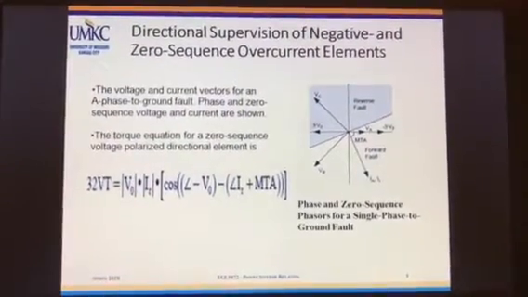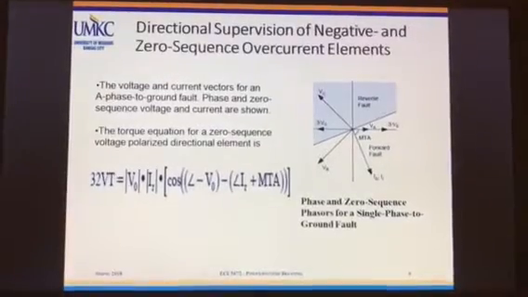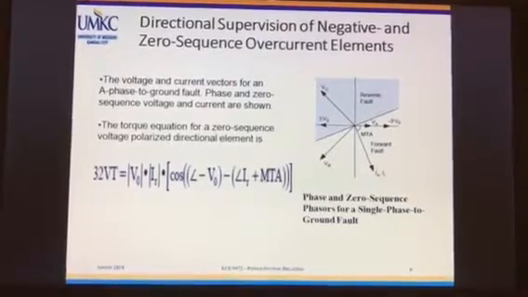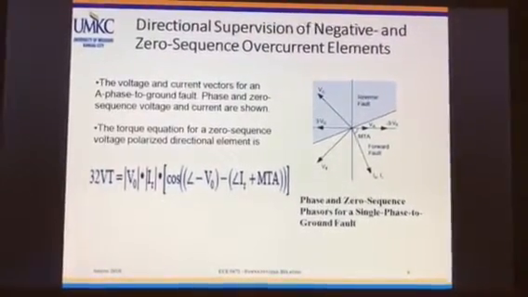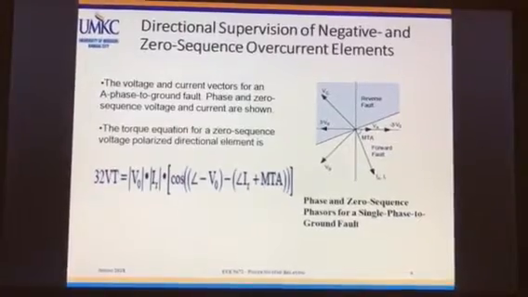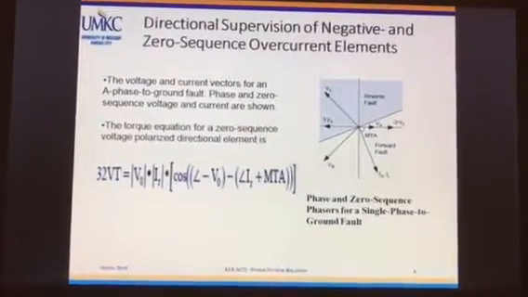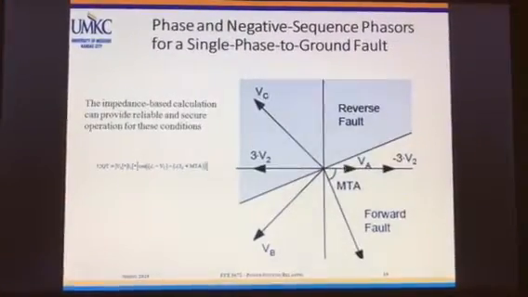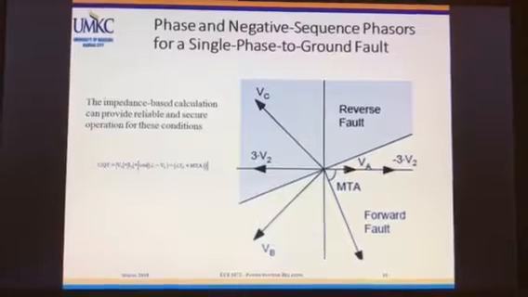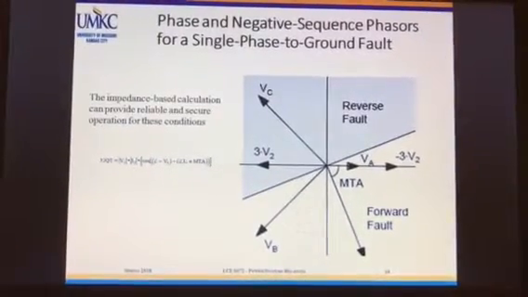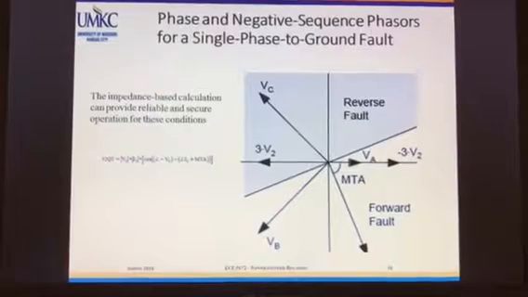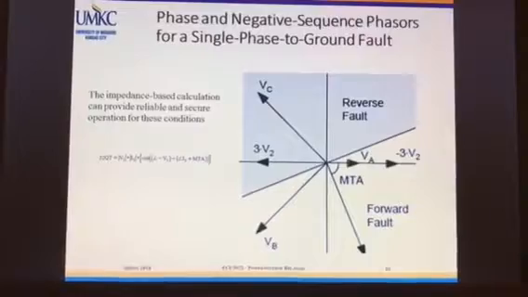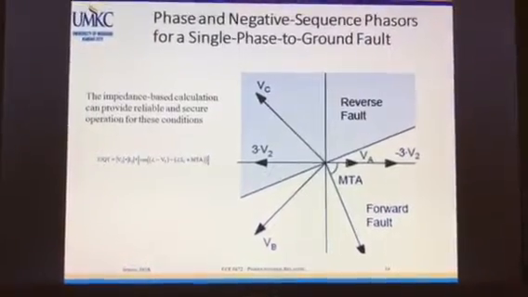Next one, we'll discuss the directional supervision of negative and zero sequence over current elements. This diagram shows the zero sequence phasors for the single phase to ground fault, and the expression defines the voltage and the current vectors for A phase to ground fault. The torque equation is given below. Similarly, this diagram shows the phase and the negative sequence phasors for the single phase to ground fault. These are all the impedance based calculations, and which provide a better operation for these conditions.